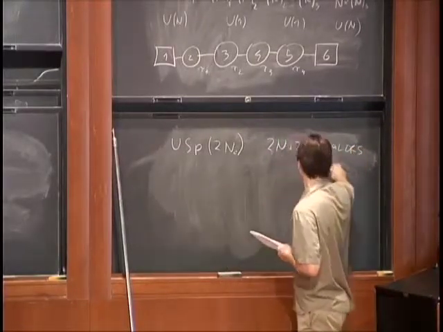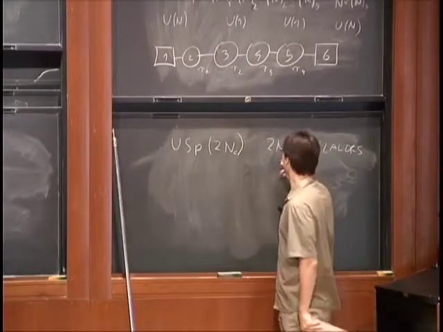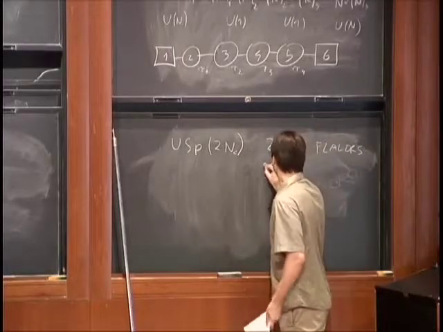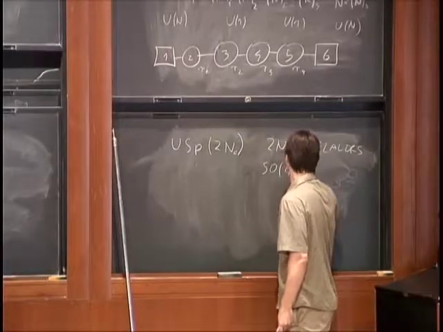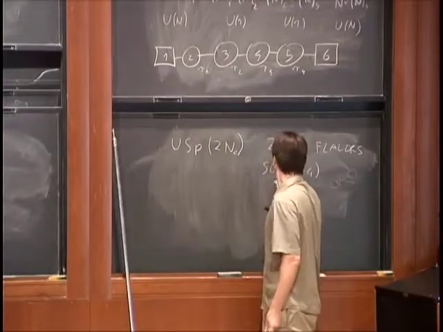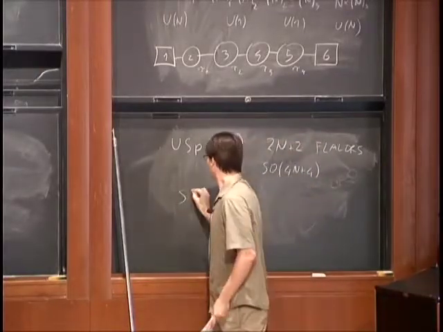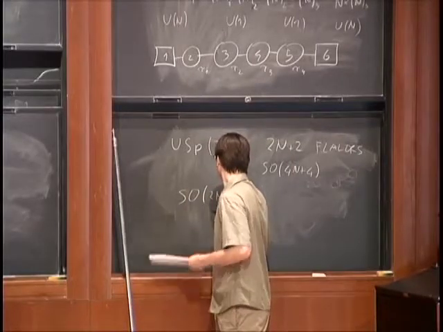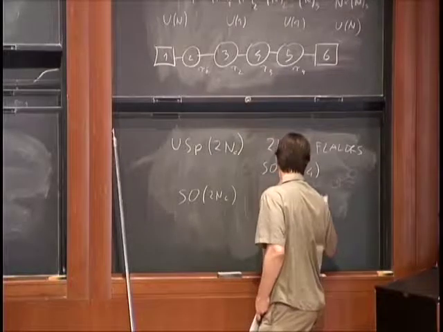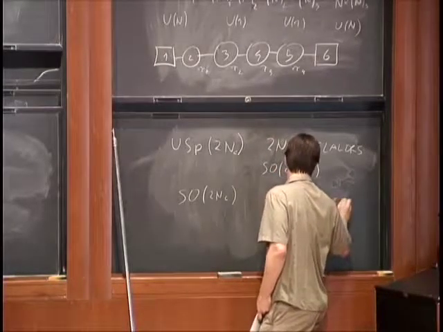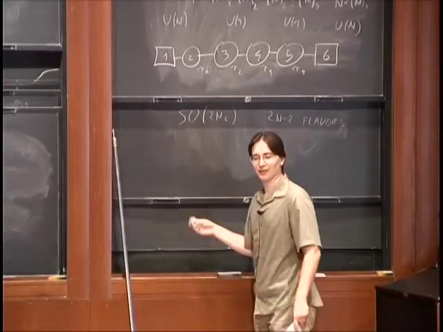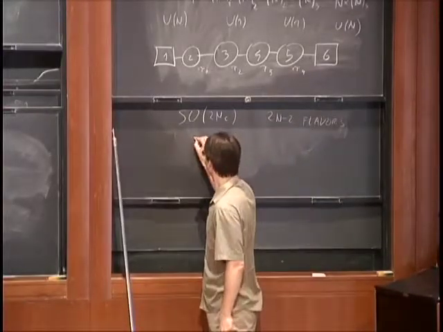Now, when I say 2n plus 2 flavors, I mean that the flavor symmetry, these are really 2n plus 2 copies of the fundamental. So the flavor symmetry is going to be SO(4n+4). Now, you can have SO(2) and C with 2n minus 2 flavors. And this actually allows you to make quivers of these other classical groups.